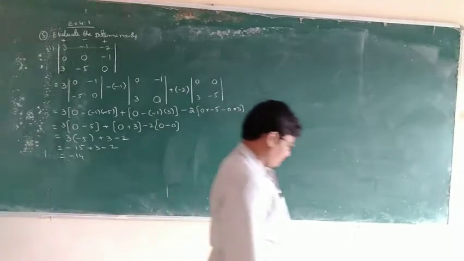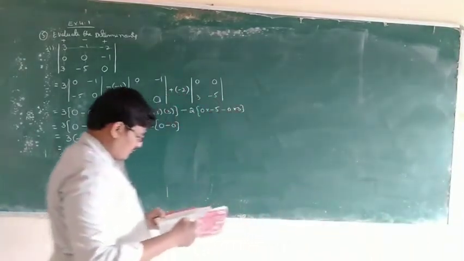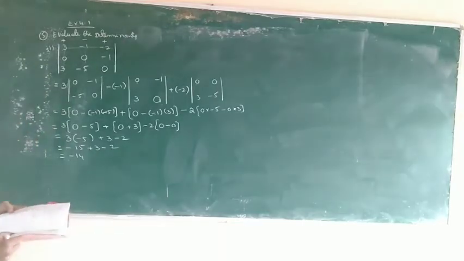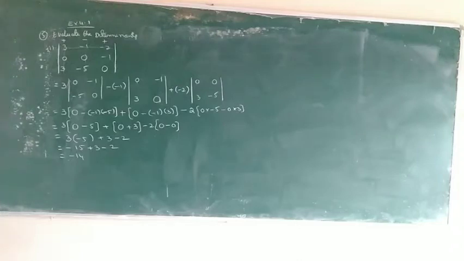Next problem. In the fifth problem there are 4 parts. The first part is completed. The remaining 3 parts are homework, and the sixth one is also the same: find the determinants of 3 by 3 matrices. Next one, fourth problem.